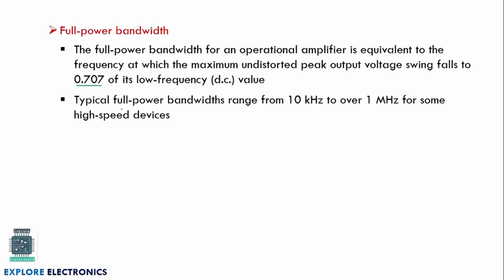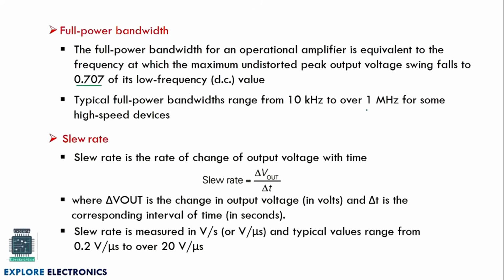So typically the full power bandwidth ranges from 10 kilohertz to 1 megahertz, which means the maximum bandwidth the op amp can take is 1 megahertz for high speed devices. Then slew rate. What do you mean by slew rate? Slew rate is the rate of change of output with respect to time, right?